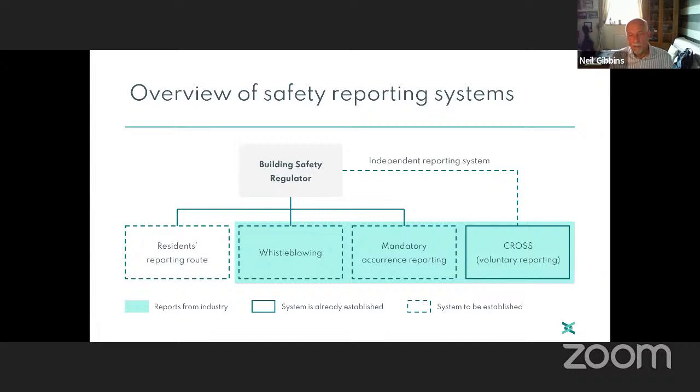CROSS is significantly different to whistleblowing. CROSS is about lessons learned. It's not about litigation. It's not about blame. And we do have to be quite careful to ensure that people understand that we are something different to that.